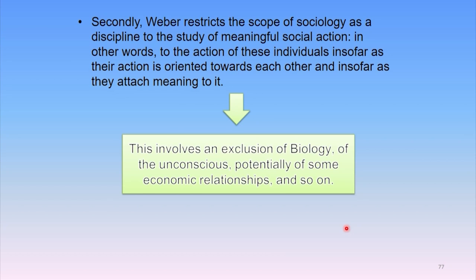Secondly, why can Weber's statements not be considered holistic explanations? Precisely because Weber restricts the scope and ambit of sociology as a discipline to the study of meaningful social action, putting it succinctly, to the action of individuals in so far as their action is oriented towards each other and in so far as they attach meaning to it.